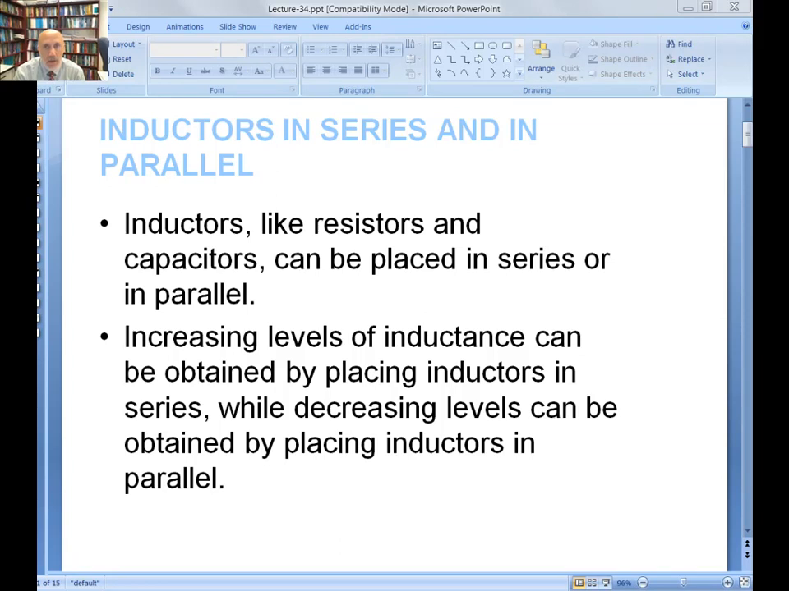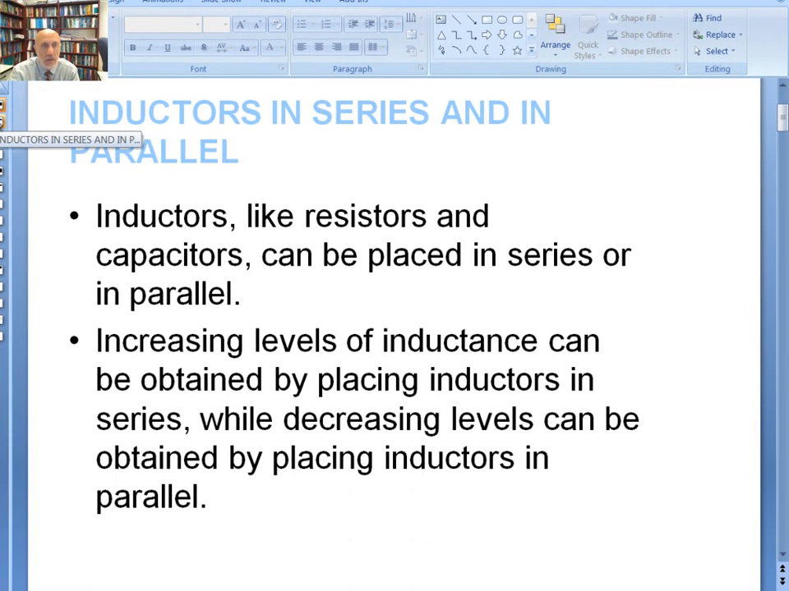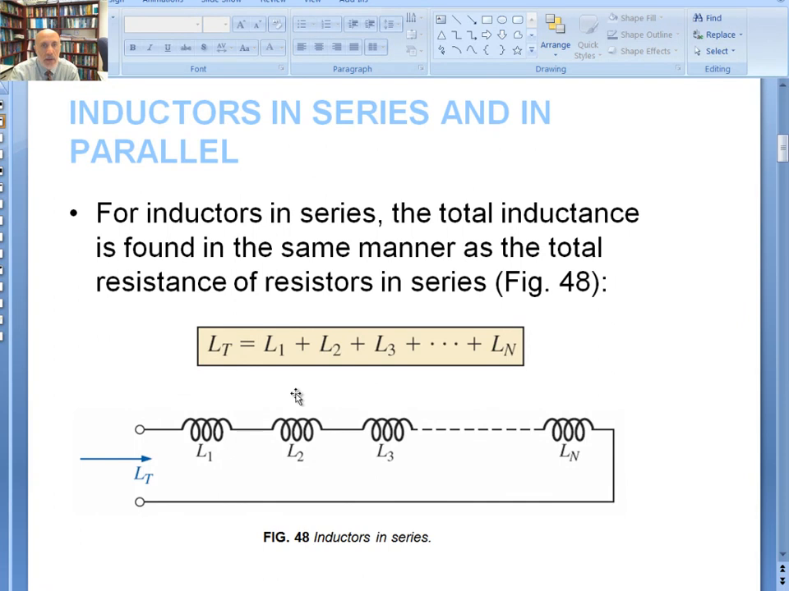All right, let's look at inductors in series and parallel. Inductors, just like resistors and capacitors, can be placed either in series or parallel. If you're interested in increasing the level of an inductance, you can connect a bunch of them in series, just like you did with the resistors. And if you put them in parallel, then it definitely decreases the inductance value. Exactly identical to what we did with the resistors.